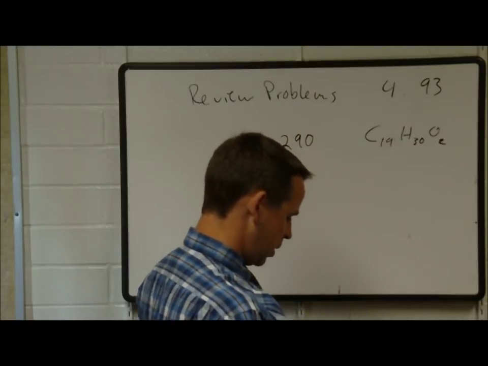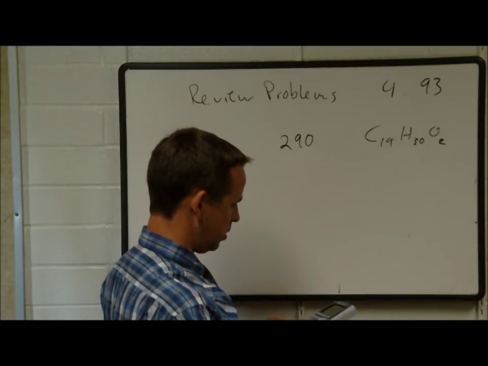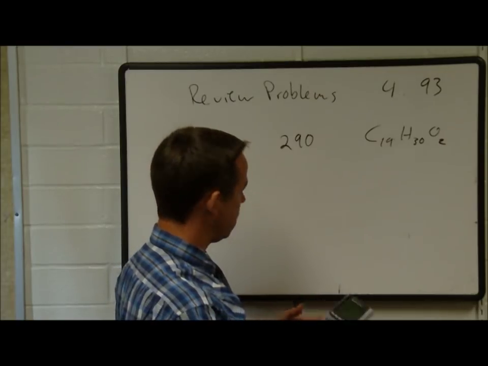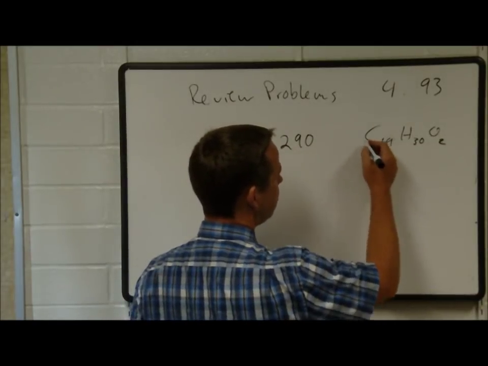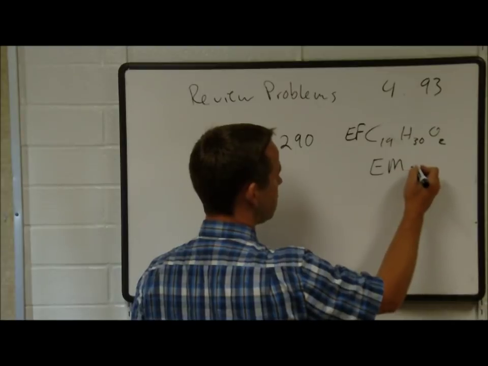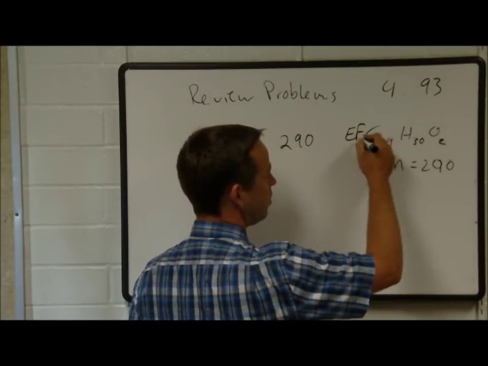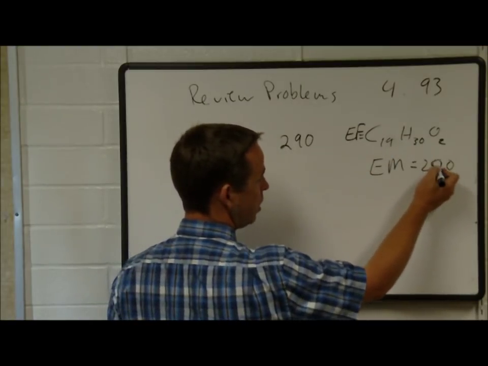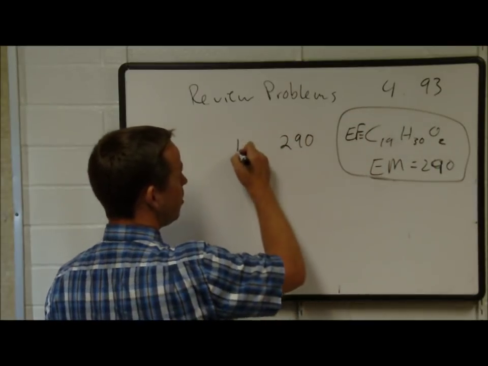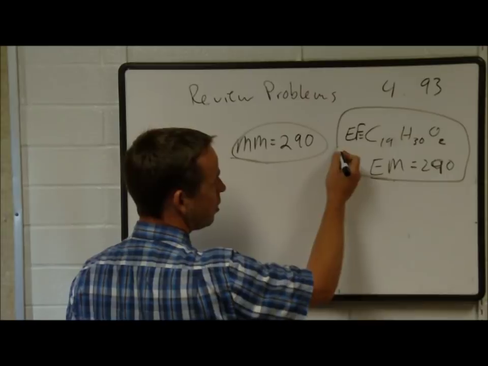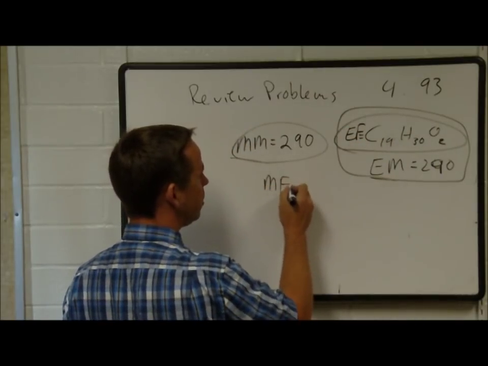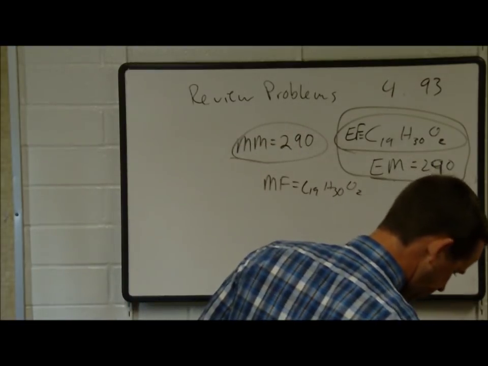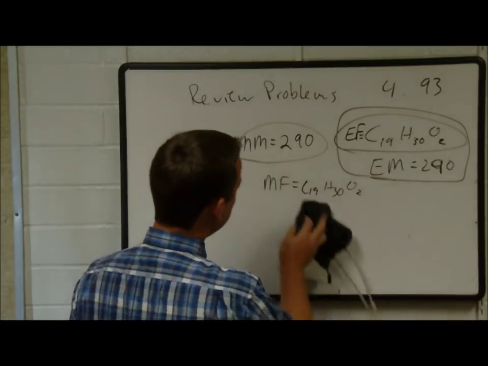Was that one? So we have 12 times 19 plus 30 plus 32. So this is the empirical formula, and the empirical mass is 290. I just added these all together. 12 times 19 plus 1 times 30 plus 16 times 2, right? So the mass is 290. So the empirical mass and the molecular mass are the same. So therefore the empirical formula is the same as the molecular formula. Okay? So that's 493. 495.